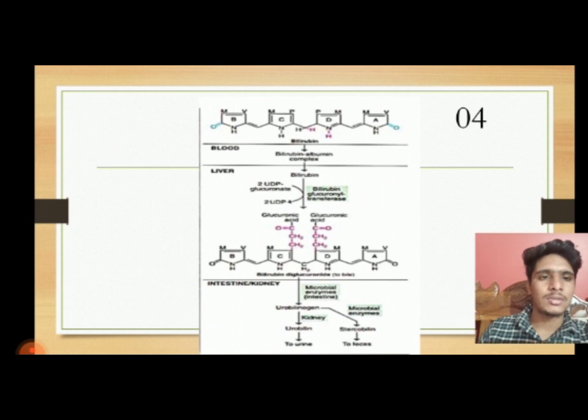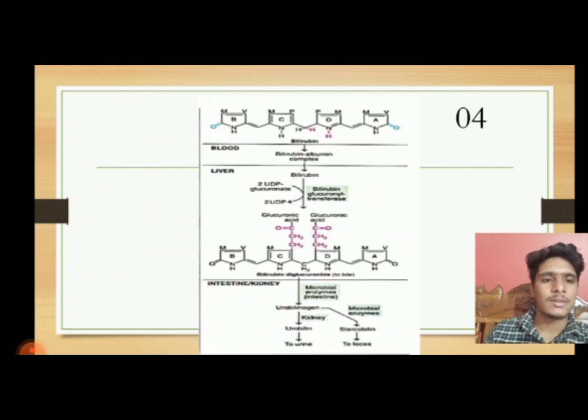When it enters into the liver, conjugated bilirubin reacts with UDP glucuronate and converts into bilirubin diglucuronide in the presence of the enzyme bilirubin glucuronide transferase. Here, UDP glucuronate is utilized and releases UDP. When bilirubin diglucuronide enters into the intestine or kidney, it converts into urobilinogen in the presence of microbial enzymes.